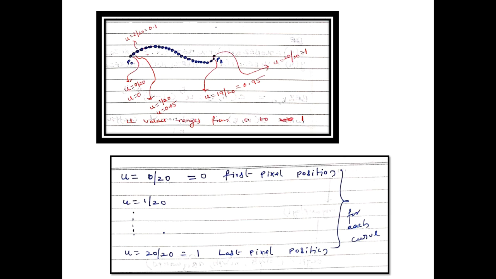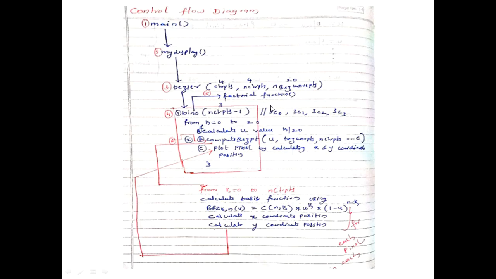So when the total number of pixels is 20, to calculate the U value, I start from 0 and end the U value at 1.0. This is about how to calculate the U value in our lab program. Now I would like to explain how the entire program is written and how control is transmitted in our lab program from one user defined function to another.